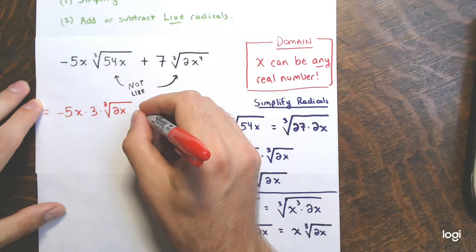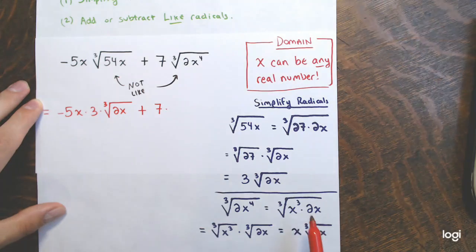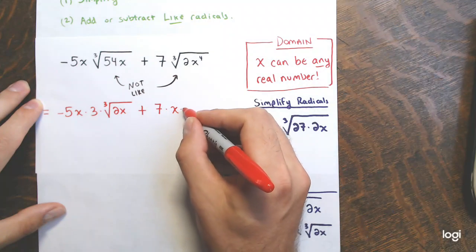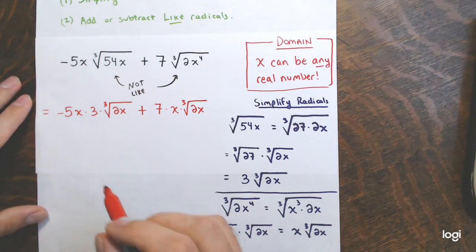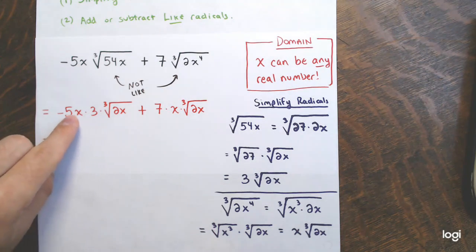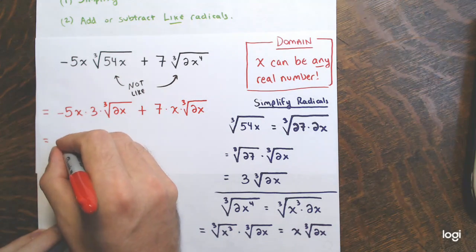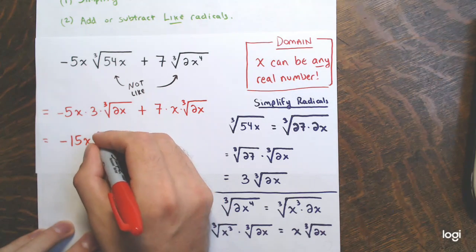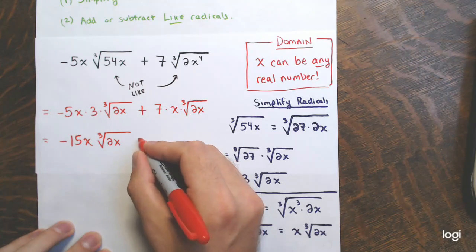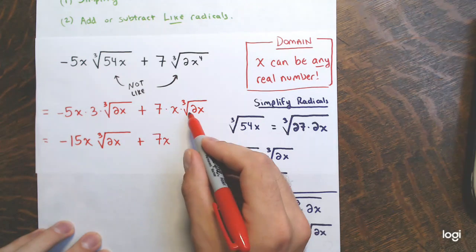Plus the second term, 7 times, and then the cube root of 2x to the fourth, again I'm replacing with x times the cube root of 2x. And then simplifying the products out in front of the roots. I mentioned earlier negative 5x times 3, that's negative 15x times the cube root of 2x, plus, and then this is simply 7 times x, or 7x out in front of that radical, times the cube root of 2x.